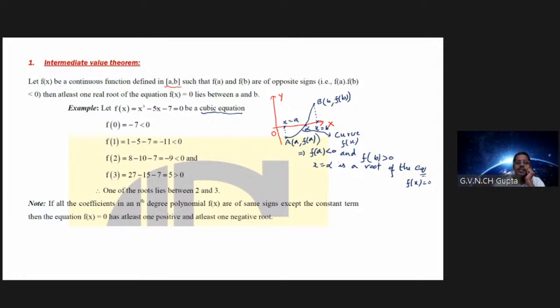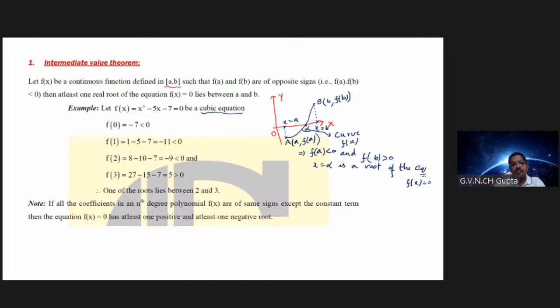And f of 1 simplifies to minus 11, less than 0. So the two function values f of 0 and f of 1 are less than 0. So we need to find one more function value like that. Whenever the function values at two consecutive integers, at two consecutive values of x, are of opposite signs, then the equation f of x equal to 0 has one root between the two consecutive x values. Here consecutive x values means 0 and 1, 1 and 2, 2 and 3.